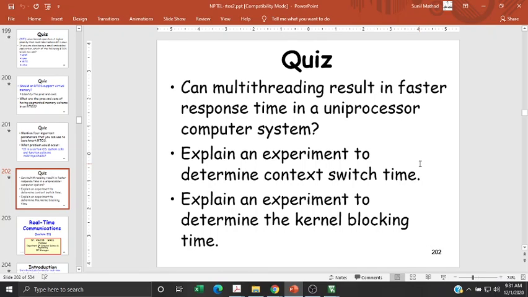Whenever you create multiple threads, explain an experiment to determine context switch time. We create a context and then make it switch to make the next task ready. Task one is running, task two has a higher priority; create a task with a higher priority and run it. What is the time it takes for switching from T1 to T2? It has to recognize the arrival of a new task, and then it gives control to the new task because it recognizes it is the higher priority.